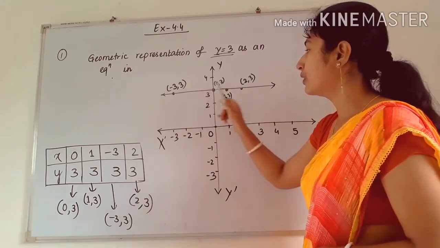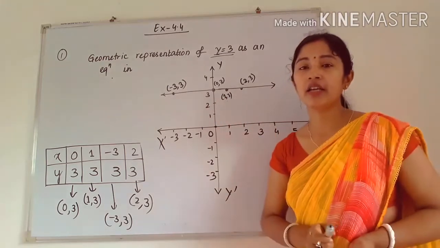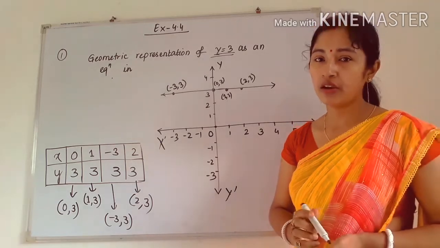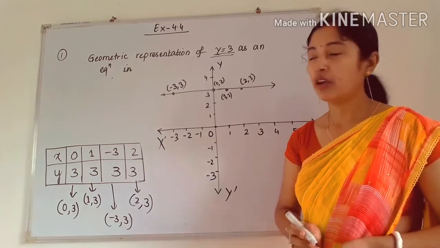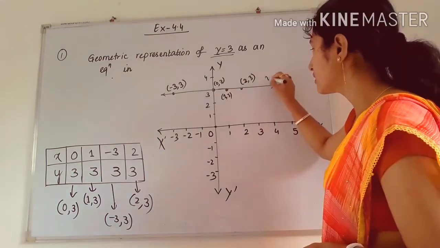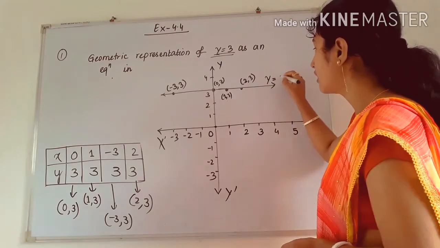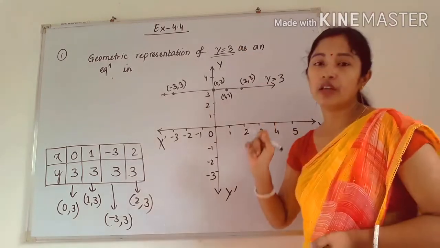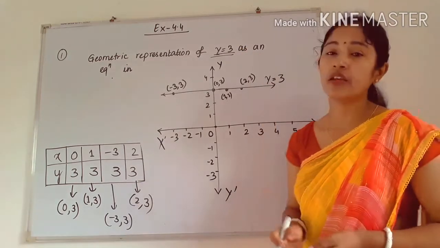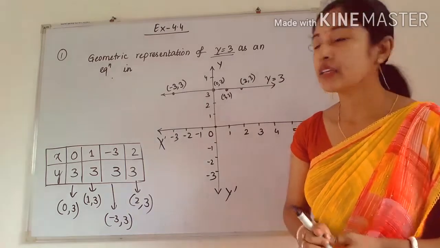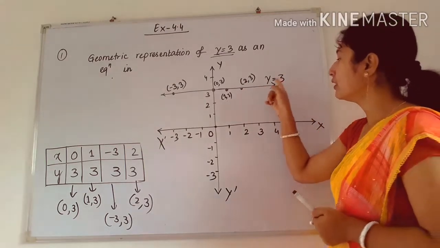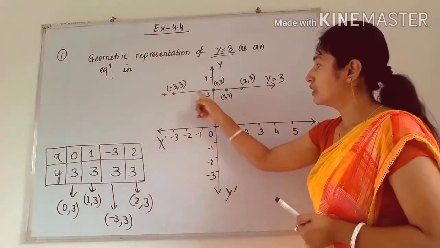Okay. So by joining all the points, I am getting a straight line which is parallel to the x-axis. By this way we can say this is the straight line for y equals 3. I hope you got it. This is very, very important. See, y is equal to 3. The line passes through these points.